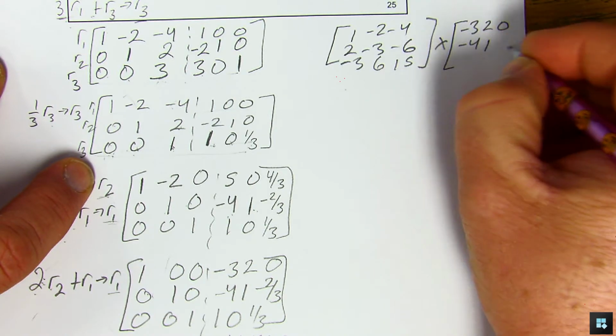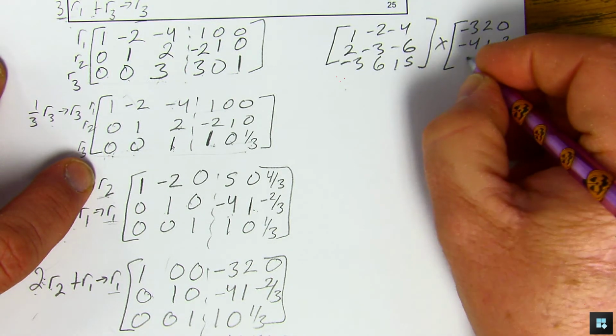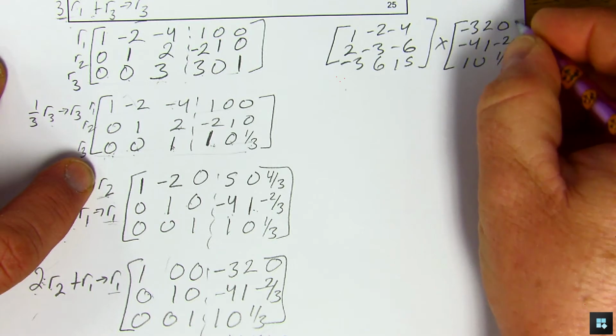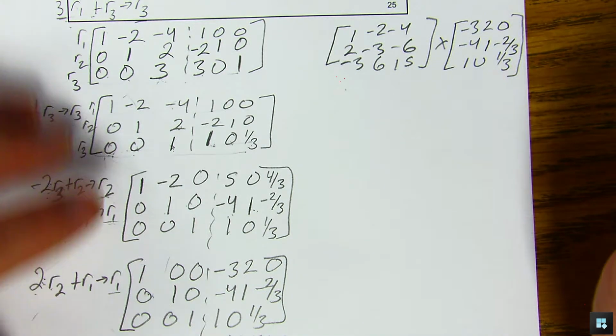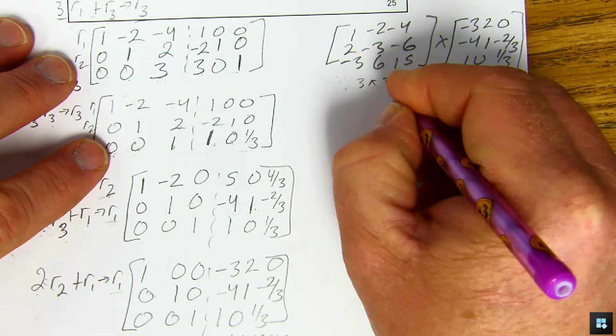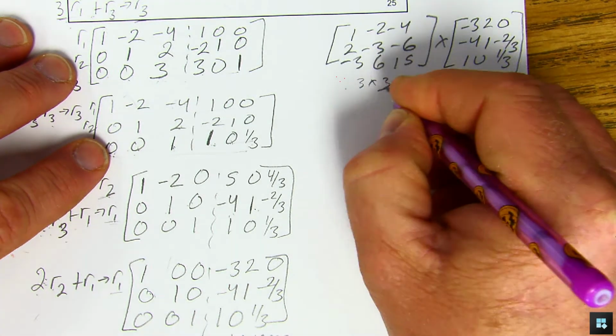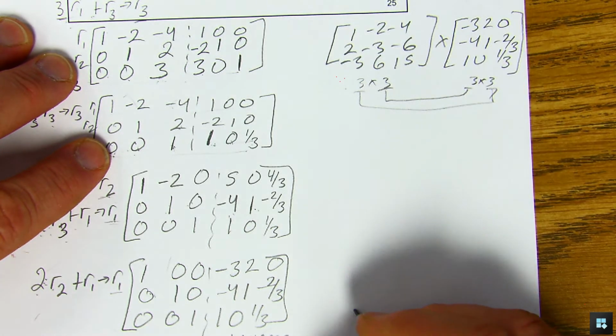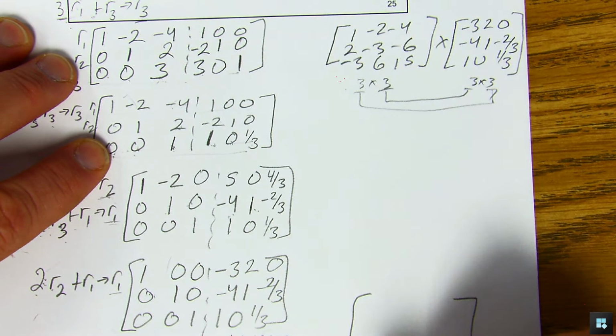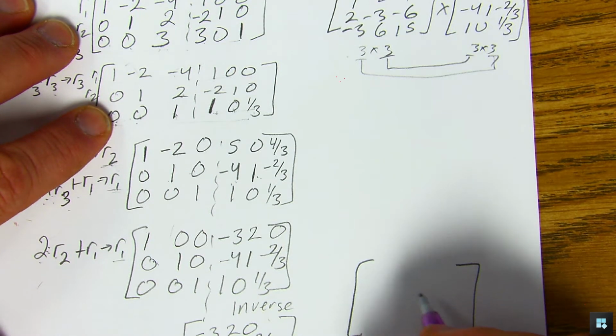-4, 1, -2/3, 1, 0, 1/3. Okay? All right. So this is a 3 by 3. This is a 3 by 3. We can multiply them together. The new resulting matrix is going to be a 3 by 3. So I'm going to put it right down here. Remember, if they truly are inverses of one another, we should get out the identity matrix right down here.